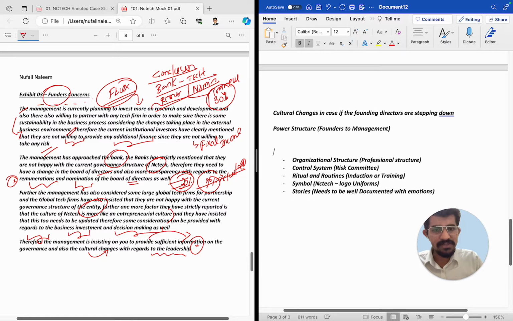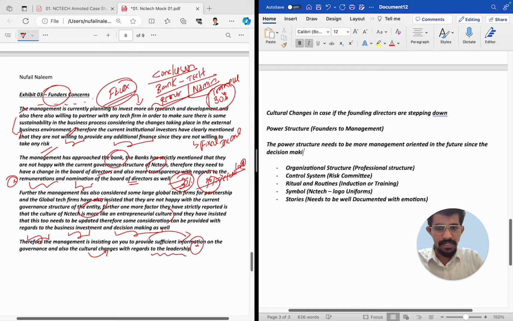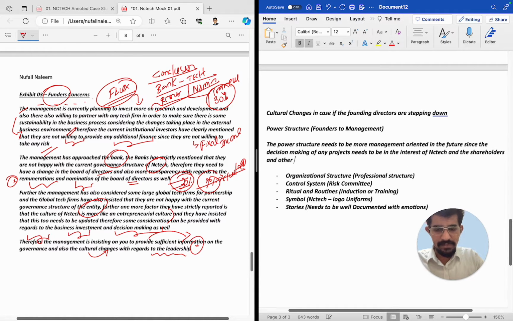So students, the power structure needs to be more management oriented in the future. Since the decision making of any projects needs to be in the interest of Nctech and the shareholders and other stakeholders. So students, this is how it should be made, rather than the founders making decisions.